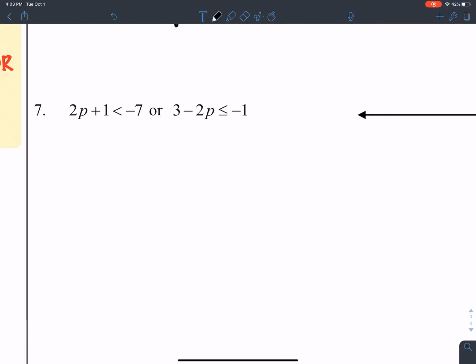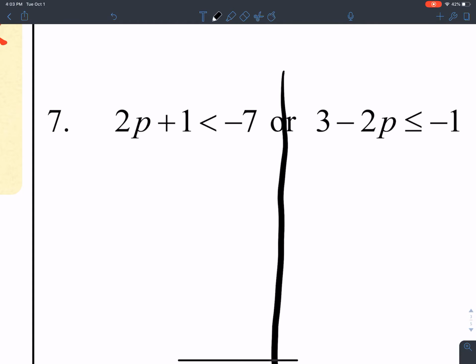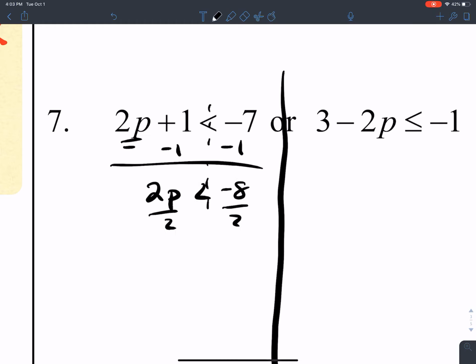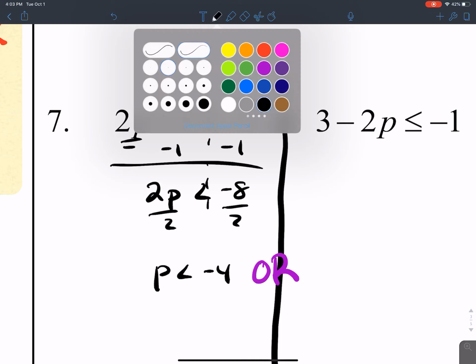So another OR example, I separate them, I just do one at a time. So we'll focus on the one here. So to get p alone, we'll subtract 1 from both sides. So we have 2p is less than -8, divide by 2. So p is less than -4. Or, because remember, OR inequalities always need the word OR.